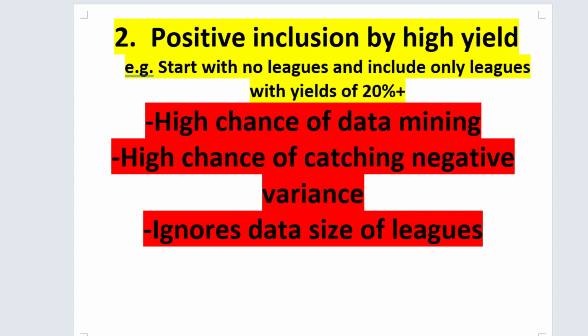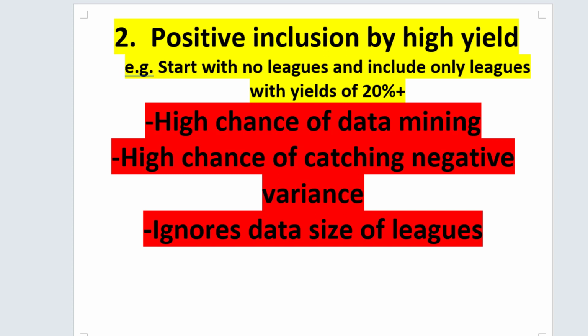What I mean by this is you have your database, and let's imagine which leagues are we going to use, and we start with no leagues on that list of which leagues we're going to use, and then we only add in leagues with yields of 20% or more. And I don't recommend this because there's a very high chance that that's going to be a result of data mining. We're just picking the winners, and there's a higher chance of catching negative variance there. What I mean by negative variance, I just mean a losing run.